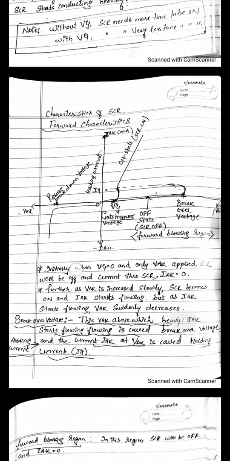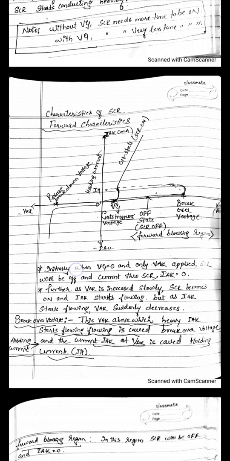So what is this gate voltage VG? The gate voltage which makes the SCR on is called gate triggering voltage. What is gate triggering voltage? The minimum gate voltage VG required to make the SCR on is called gate triggering voltage.